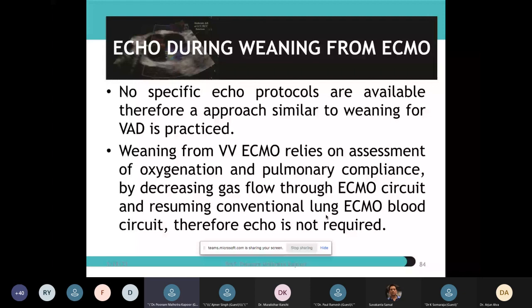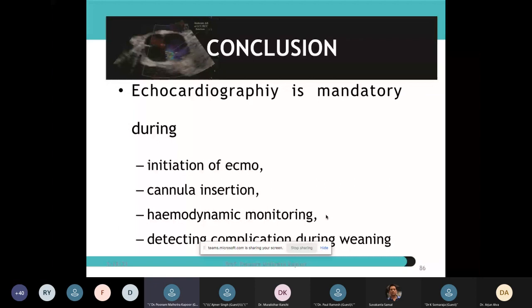Weaning from VV ECMO relies on assessment of oxygenation and pulmonary compliance, but I wish every VV ECMO were weaned off by seeing the condition of the RV, the LV, and absence of any clot or cast, because very often we've seen that the ECMO is successful till 48 hours, the patient goes up to the ward and dies. Why? Because there was a thrombus which we left undetected by not doing an echo, and this patient did not do well post-op when he was walking around. The thrombus migrated, maybe as an intracranial hemorrhage or a stroke, and the patient could not be revived.